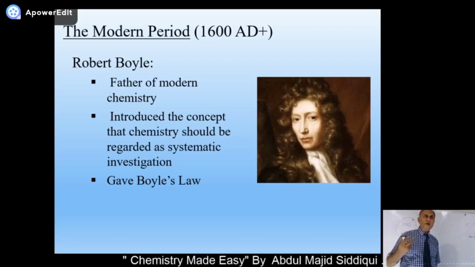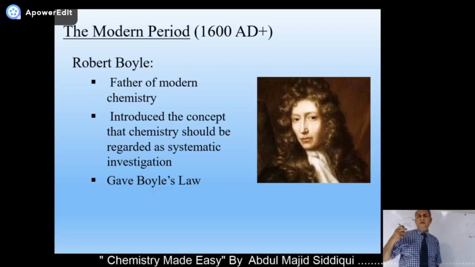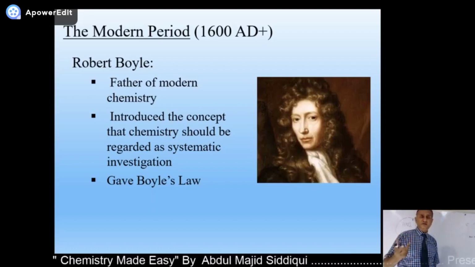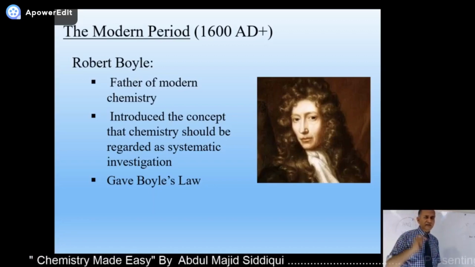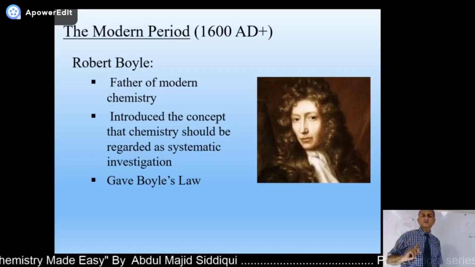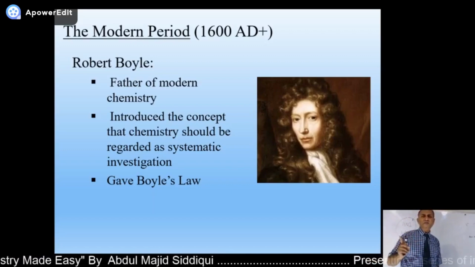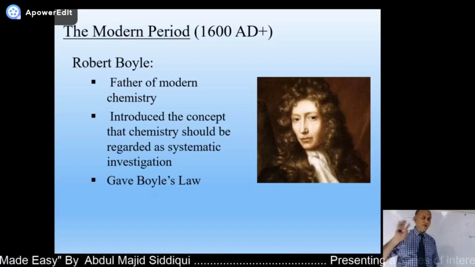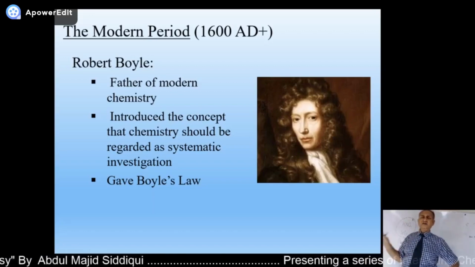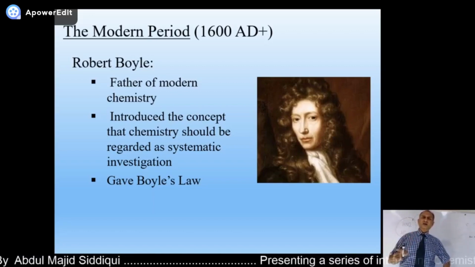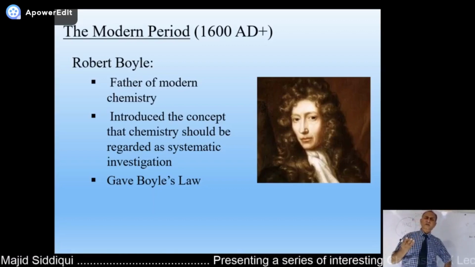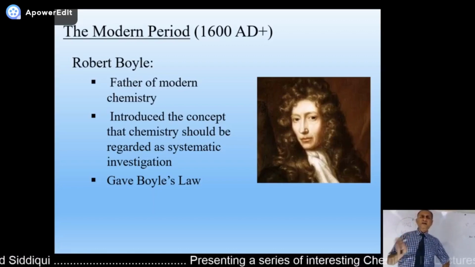Okay. So Robert Boyle, he was the first prominent chemist of the modern period. That is why he is called the father of modern chemistry. Who is the father of modern chemistry? Robert Boyle. Who is the father of alchemy? Jabir bin Hayyan. Who introduced experimental techniques for the first time? Jabir bin Hayyan or Jabir. So Robert Boyle insisted other scientists consider chemistry as a systematic investigative study. Means chemistry should be done in a proper way.